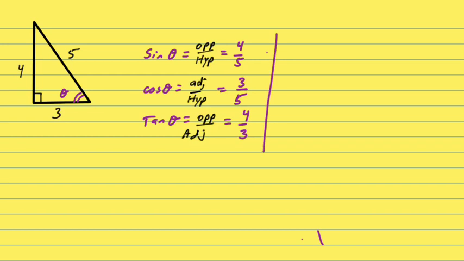Now if you set it up properly, cosecant, secant, and cotangent will simply be the reciprocals. So instead of 4 over 5, it's 5 over 4. Instead of 3 over 5, it's 5 over 3. Instead of 4 over 3, it's 3 over 4. So if you set your trig up in this order or sequence, you'll know which ones are reciprocals of which.